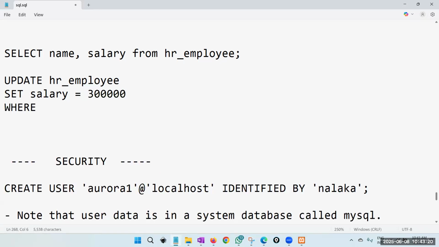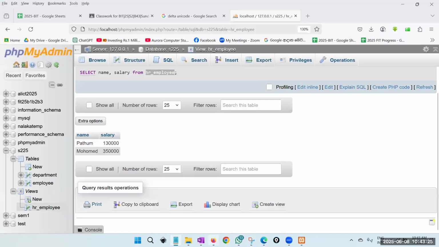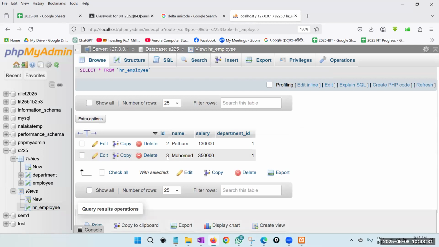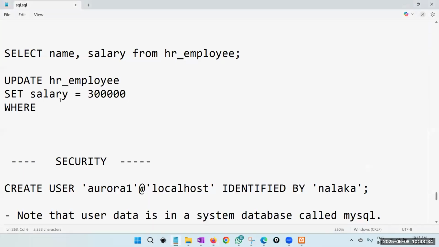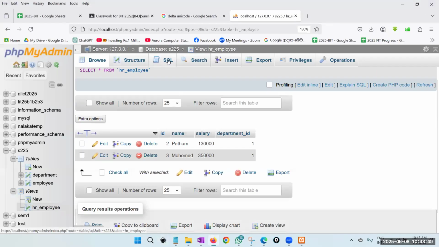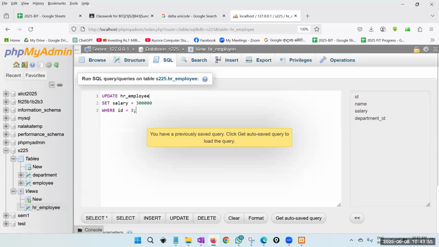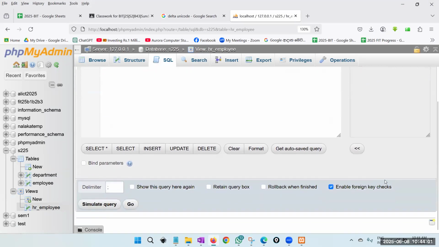where, otherwise each and every HR employee's salary will be updated. Let's look at the view first so that I can use the ID. Where ID equal 3. So it's just like a table now. Now the salary is 350,000, and we want to change it. Okay, let's change it to 400,000. Now we update the view.